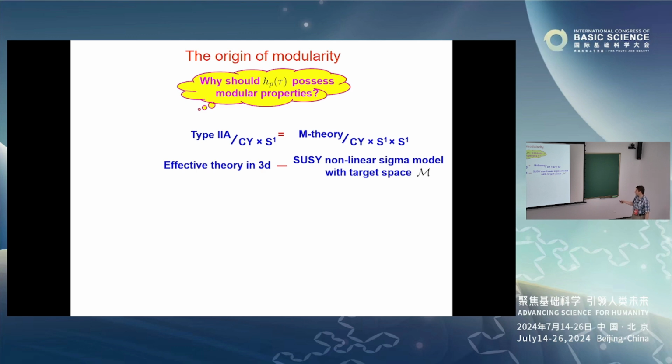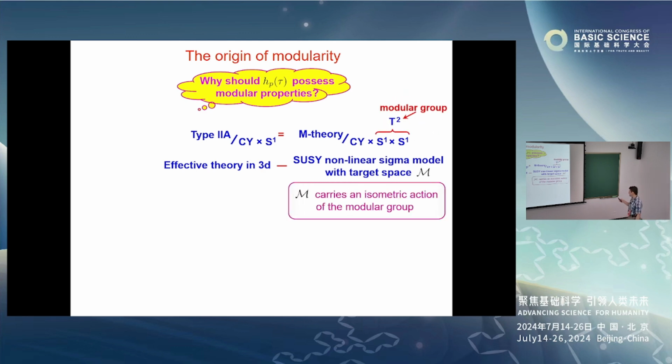And now you see that on the M theory side, we already have a product of the circles, which is nothing else but the torus. So it means that we do have a modular group in our story. And the claim is that the modular symmetry of the torus should be reflected somehow in this effective action, and it's known how it is reflected. Namely, this target space M must carry an isometric action of this modular group. So that's the requirement where the modularity appears.